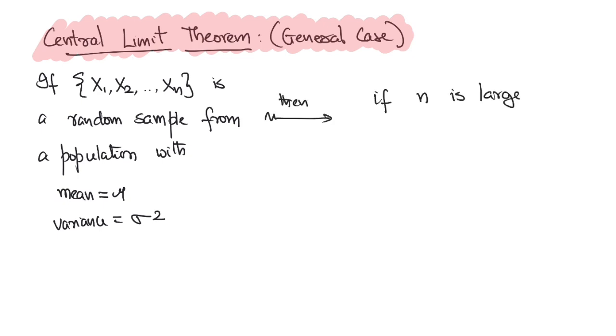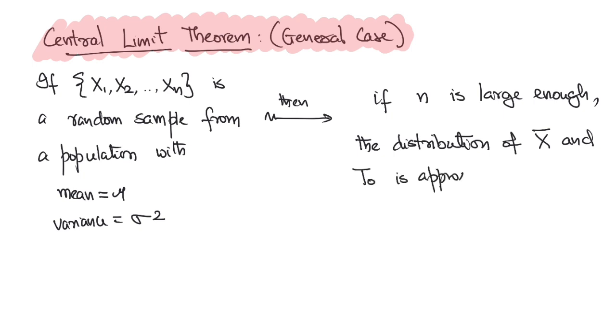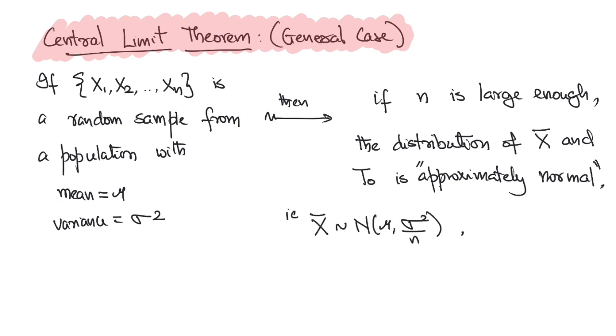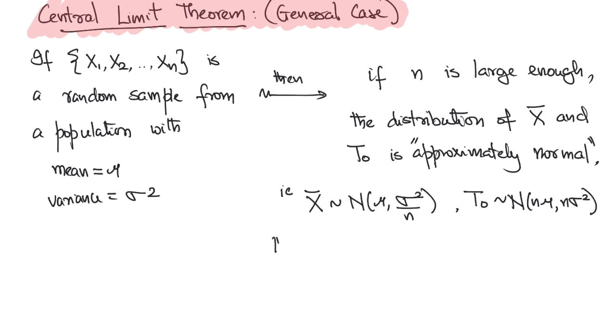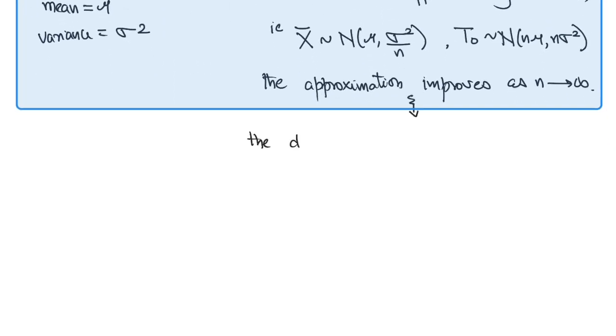In this setting, if n is large enough, the distribution of the sample mean and the distribution of the sample total T naught is approximately normal, and it is given by: x bar is normally distributed with mean mu and variance sigma squared over n, and T naught is normally distributed with mean n times mu and variance n times sigma squared. This approximation will improve as n gets larger.